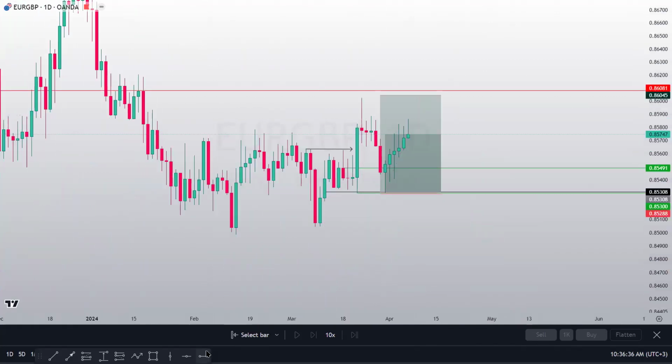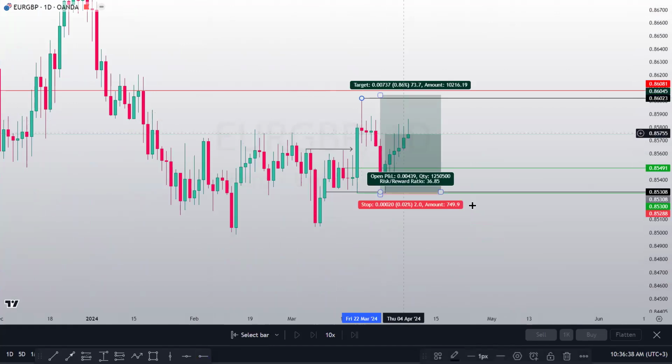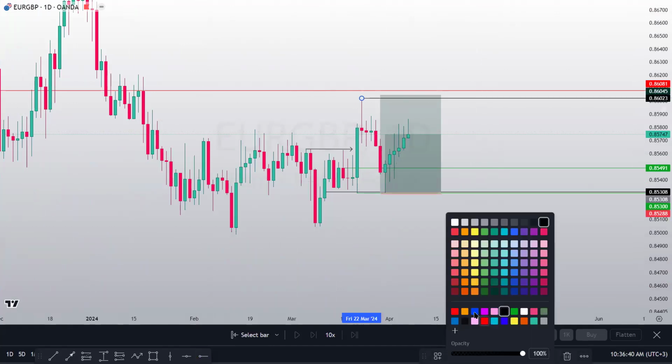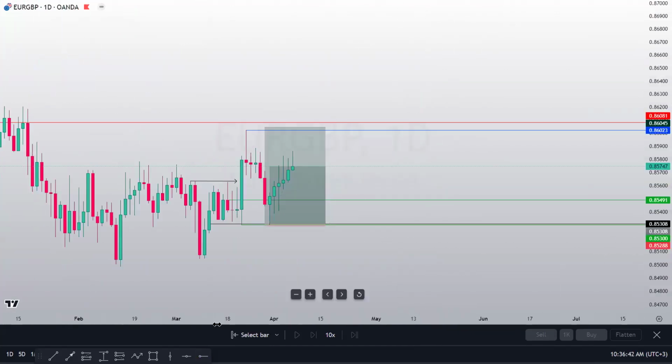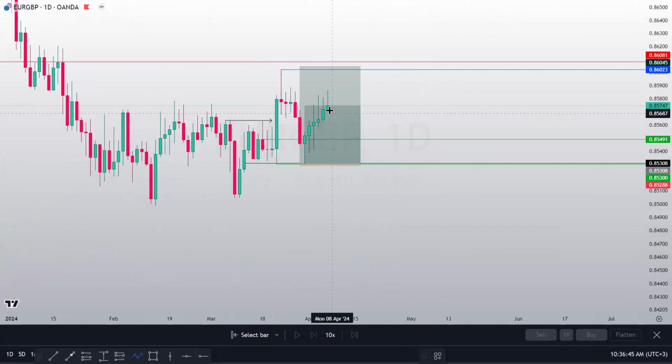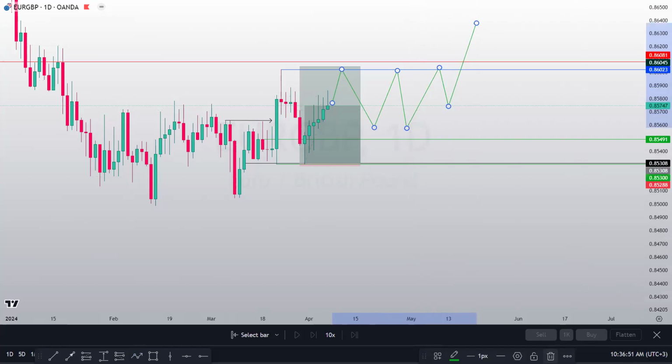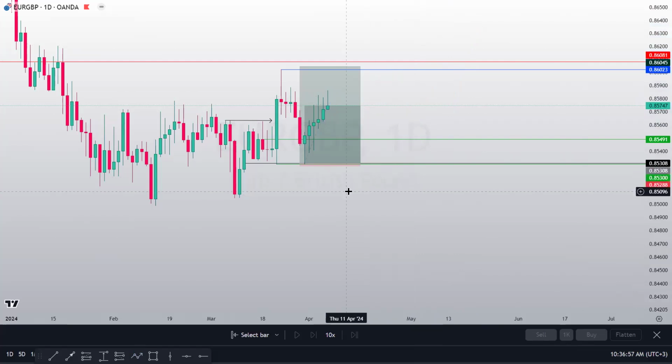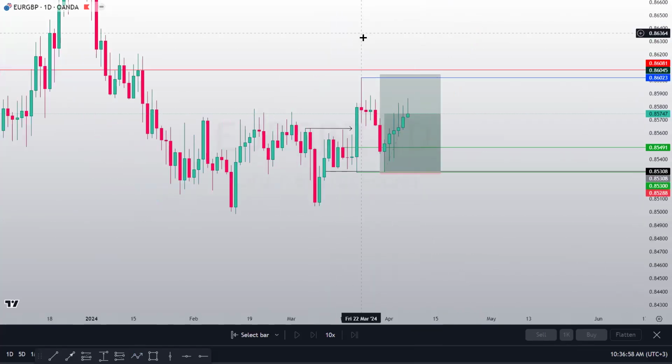Nobody knows. It's just a matter of waiting, because we trade what we see. We don't trade what we believe. So that's why you will never find that I draw something like this on my chart: maybe the market will come here, will do this, will do that. No, that's bullshit. It's just a matter of waiting to see what the market offers at the moment. Yeah, so that was all about the EURGBP.